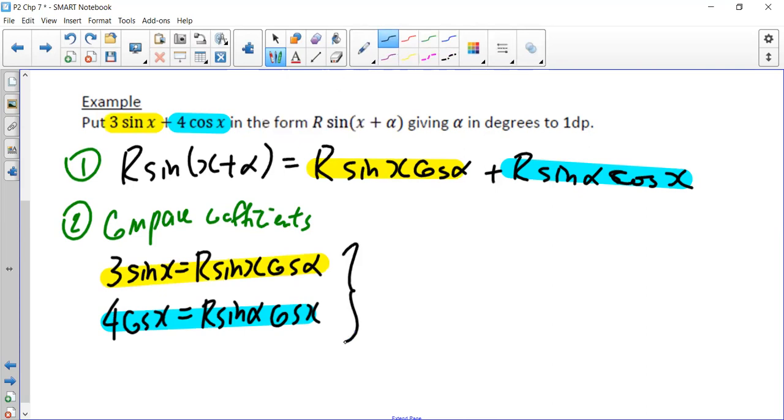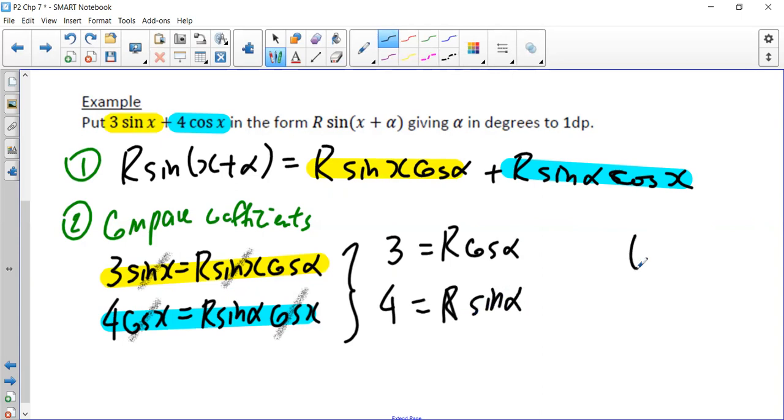I can then simplify them. So if I divide both sides by sine x, and this one divide both sides by cos x, then I'll end up having on top 3 equals R cos alpha, and 4 equals R sine alpha. There's a glitch on the board. Sorry, that's going to be R sine alpha. Now this becomes a simultaneous equation. 2 equations, 2 unknowns. The unknowns are R and alpha. So our job is to solve these equations. I'm going to call them equation A and equation B. Normally I use equation 1 and equation 2, but I don't want to use 1 and 2 because otherwise it will confuse you with the step numbers.